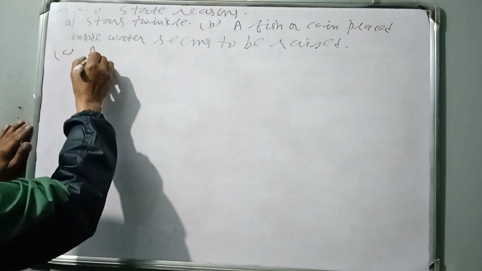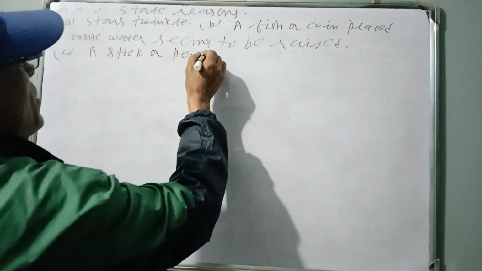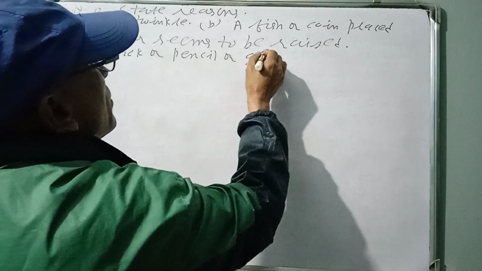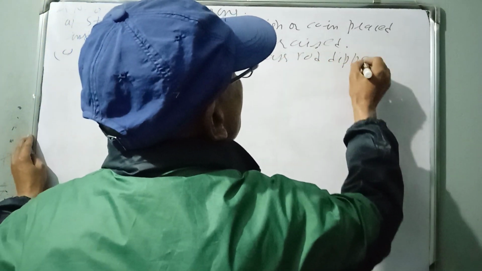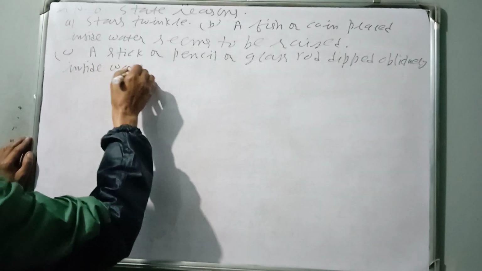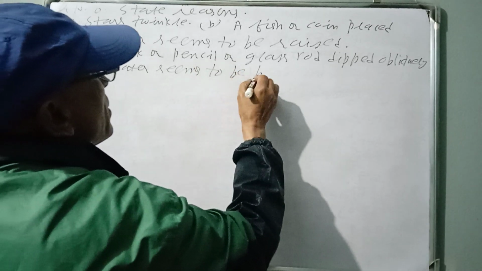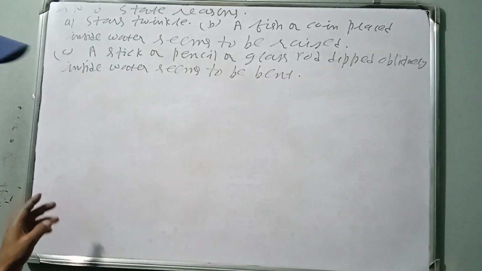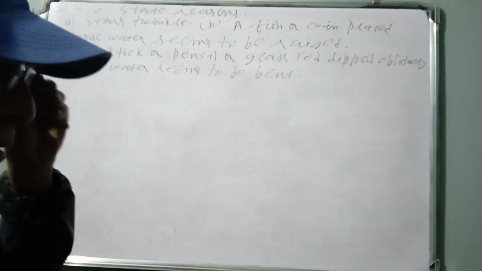Another also: a stick or pencil or glass rod dipped obliquely inside water seems to be bent. It is also due to the refraction of light from water to air.